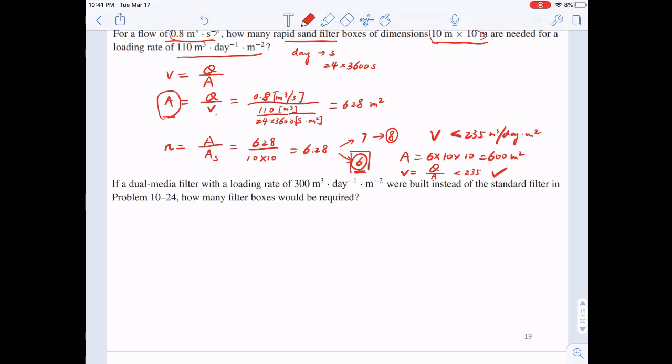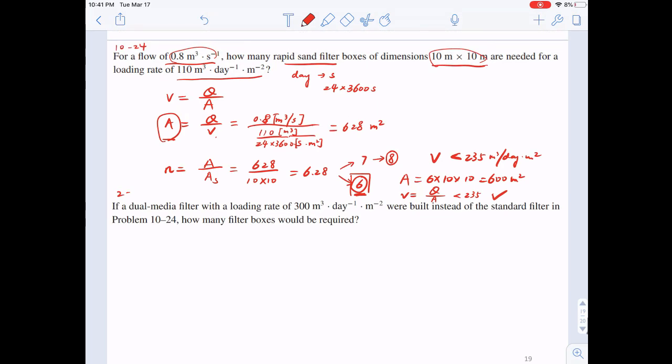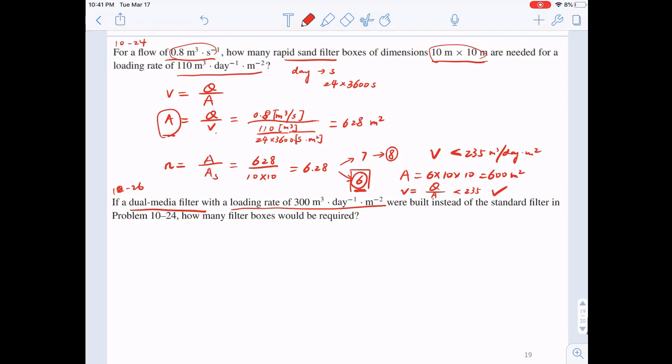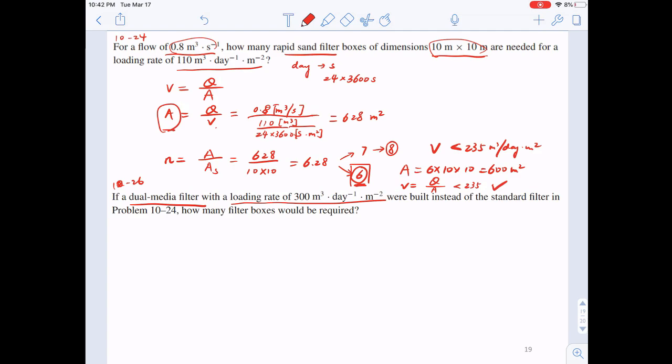So for this second problem here, which I think is 10-26, it's trying to let us design a new type of filter, which is a dual media filter. We introduced in the class that the maximum loading rate is 300 meter cube per day per square meter, right? So it wants us to build this filter instead of the standard filter in 10-24, while the flow rate and the dimension are still the same.